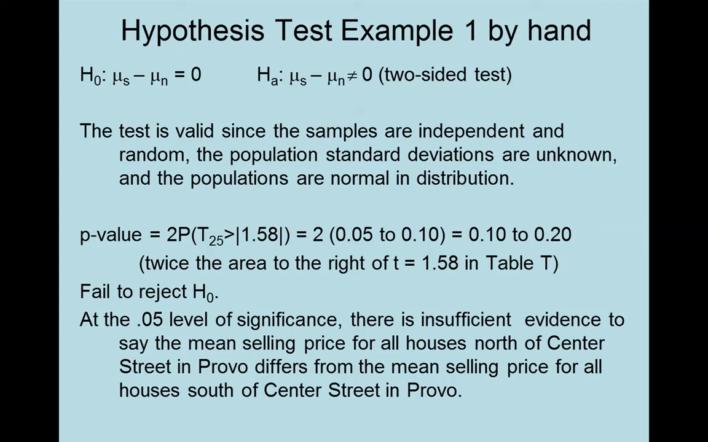So the p-value is going to be the two-tailed probability, or double the one-tailed probability. So remember, our test statistic was 1.58, so I want the area to the right of positive 1.58 and to the left of negative 1.58 for a t-distribution with 25 degrees of freedom. So what I'm going to do is go back to table T and show you where that comes from, but we're going to be getting that it's double something between 0.05 and 0.10.